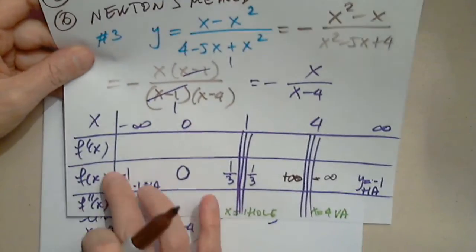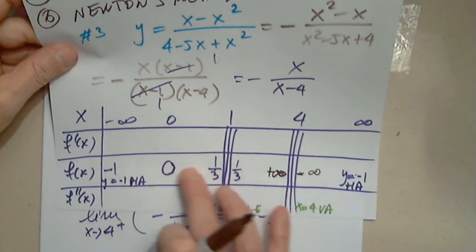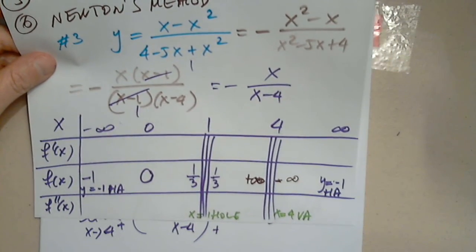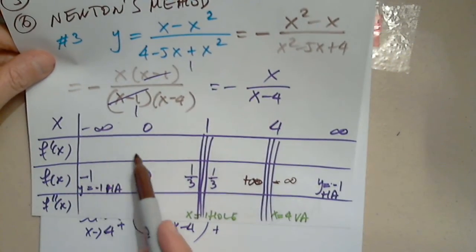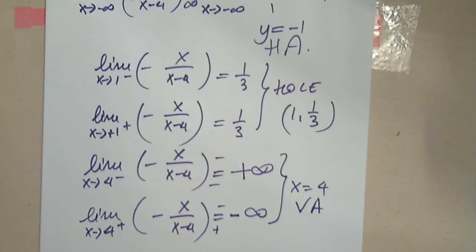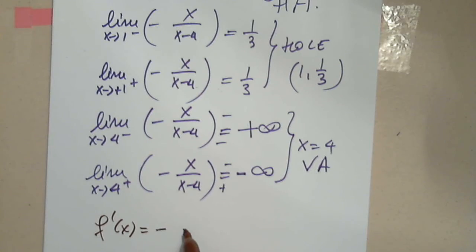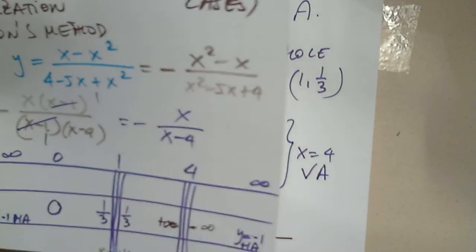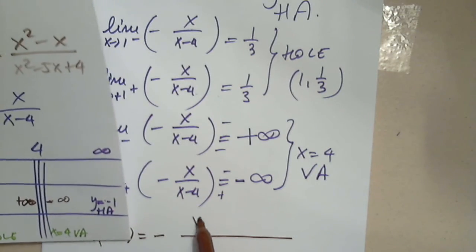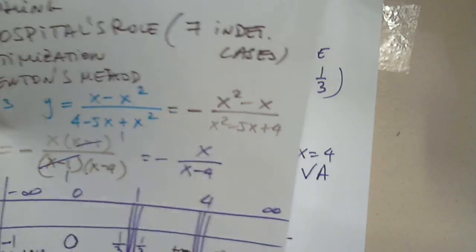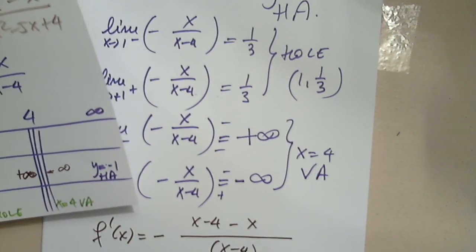Okay, I'm done here. Nothing can be done, I cannot discover anything more about the function from the function itself. I'm ready to study the first derivative. So f prime of x, leave the negative outside. Top prime is 1 times the denominator minus the top times the denominator prime, which is 1 over x minus 4 squared.